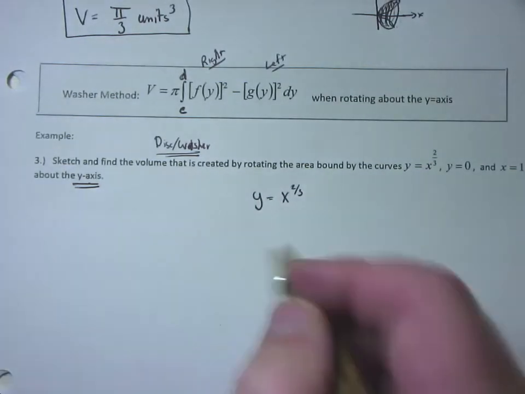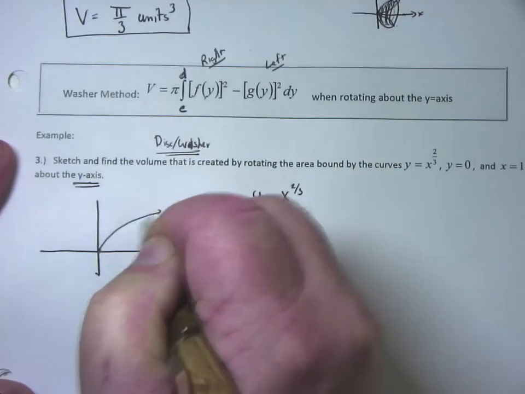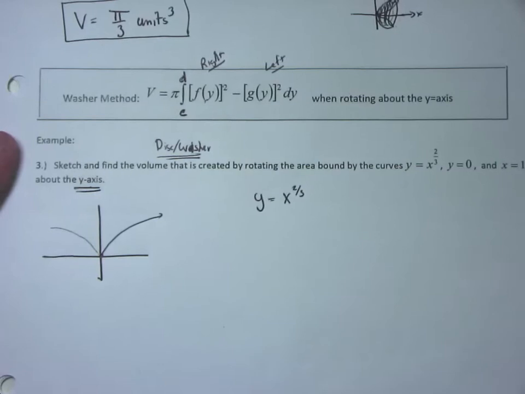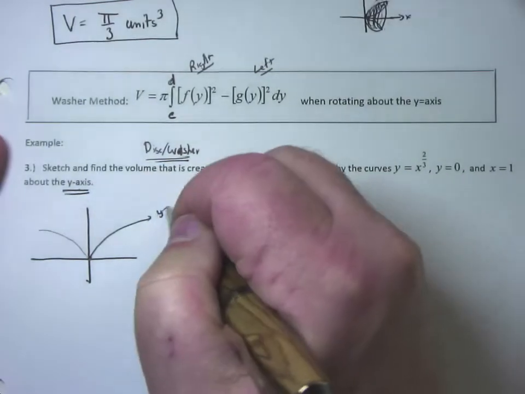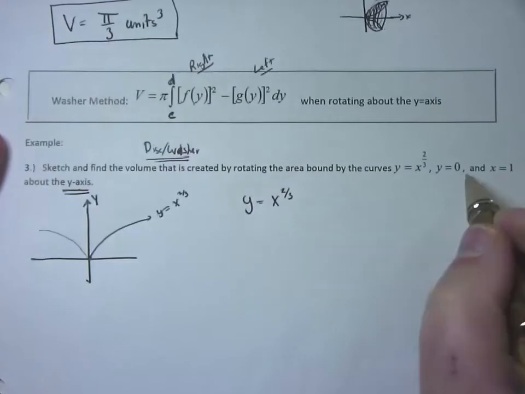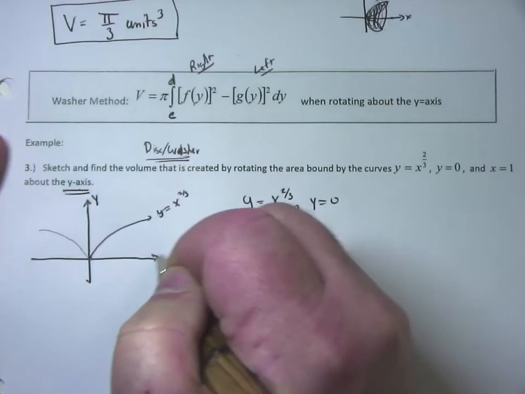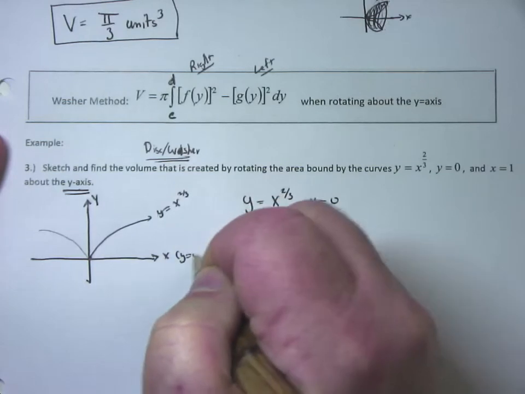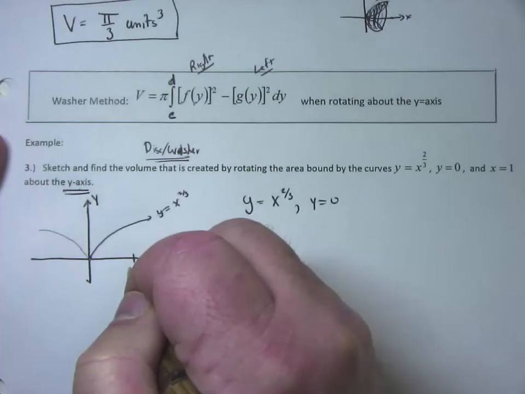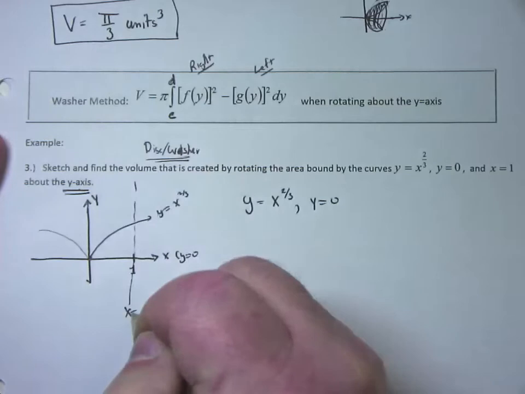So here I'm going to draw it. Here it goes back out, and there's also this image over here. But look at my numbers here. This is the equation y equals x to the 2/3 power. Here's your y-axis. I've got the line y equals 0, which is the x-axis. So here's top, here's bottom, that's great. And x equals 1 is a vertical line going through x is 1.